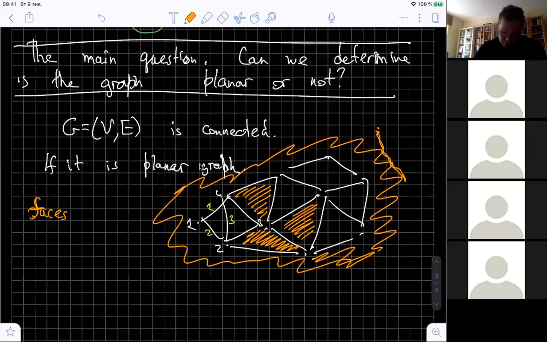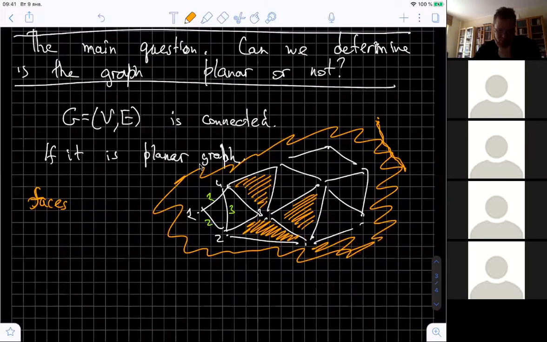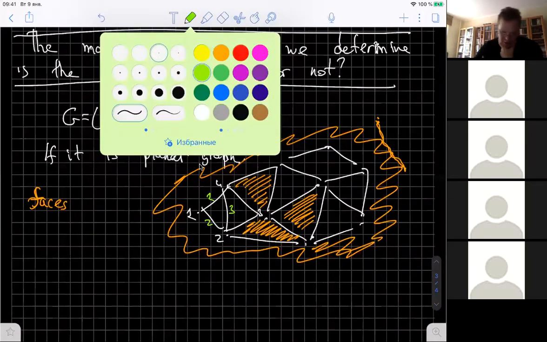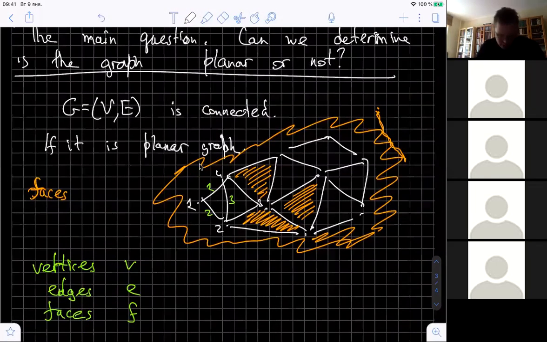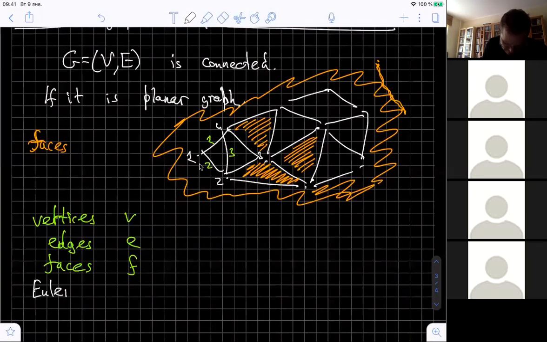Okay, so once we define what a face is, then I have the number of vertices, the number of edges, and the number of faces. And I want to prove the famous formula called Euler's formula.